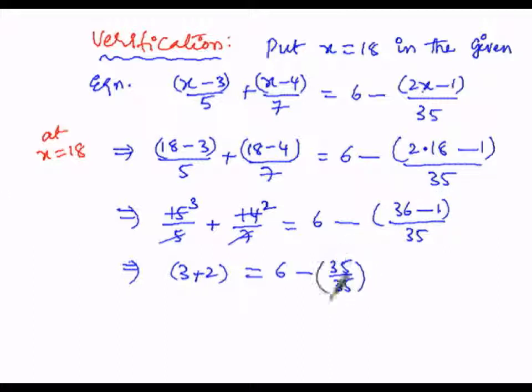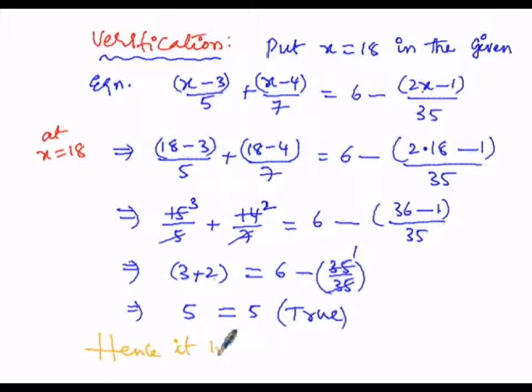So here 35 gets cancelled once, so that implies 3 plus 2 is equals to 5 on the left hand side, that is equals to 6 minus 1 is 5 on the right hand side, 5 is equals to 5, the condition is true. Since the condition is true, hence it is verified.